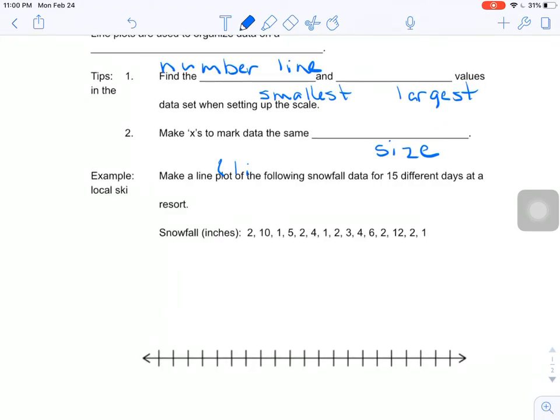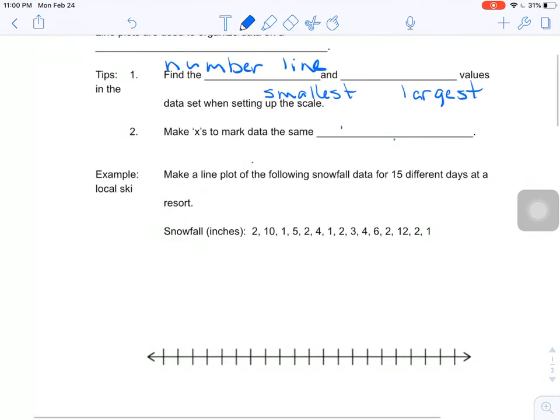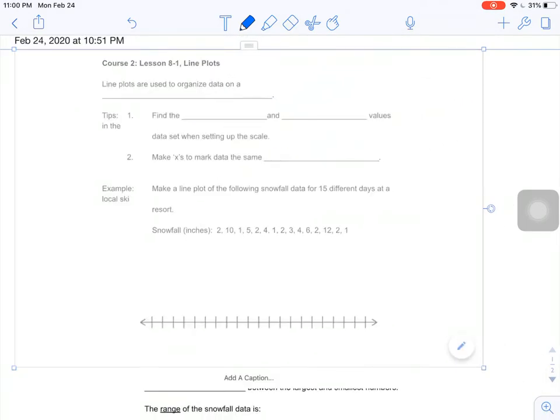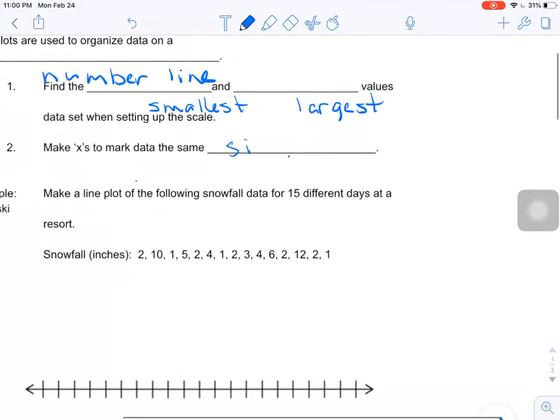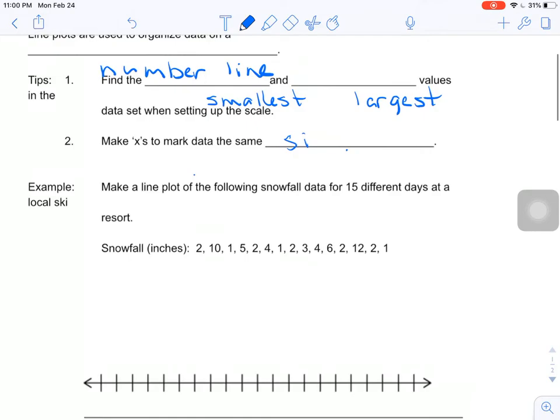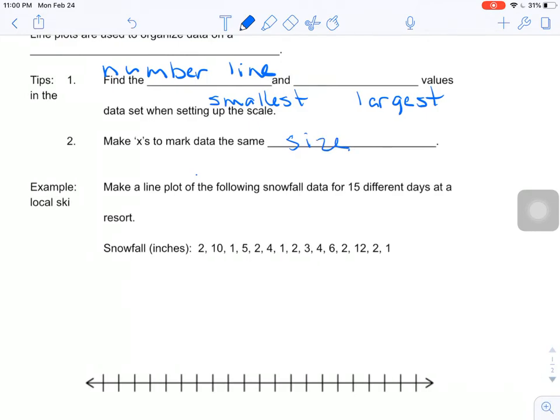For some reason, that just moved all of our numbers, all of our data, so we will put them back. So make sure everything's the same size. And make sure your X's or your dots line up in rows. So that's a good way to see if your data is going to work.